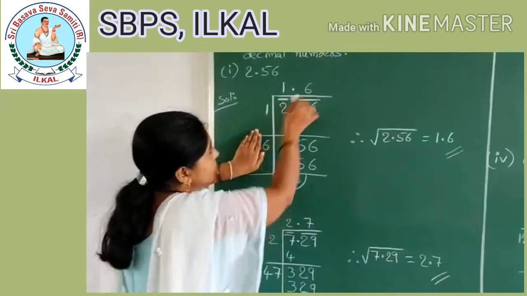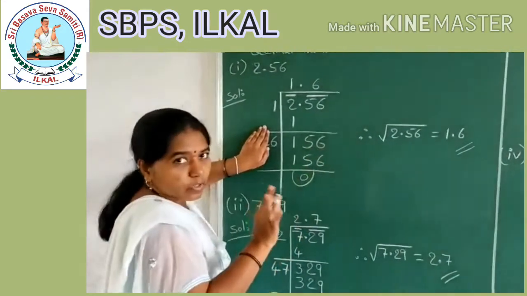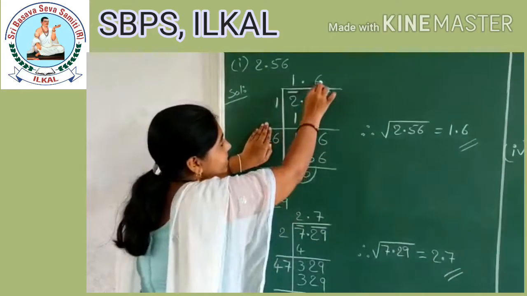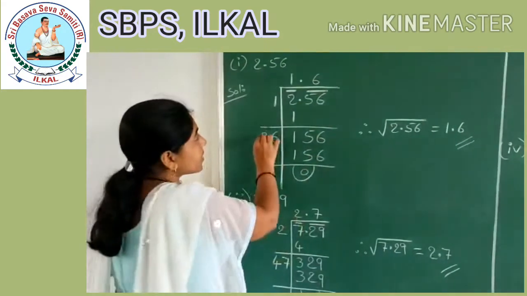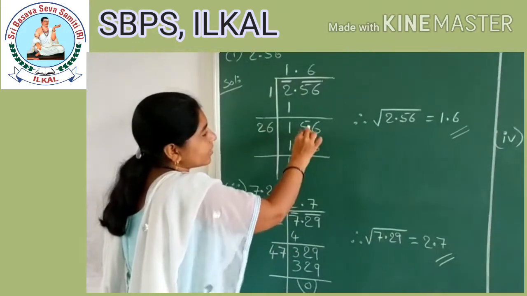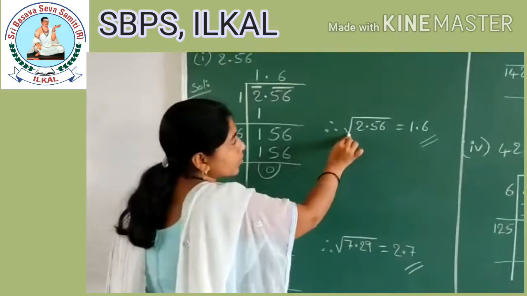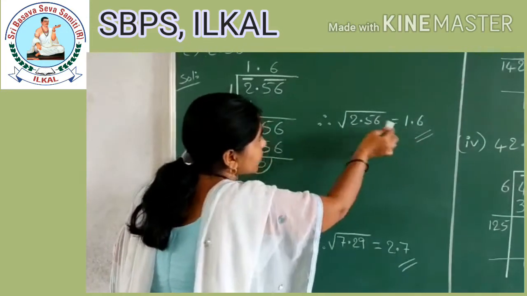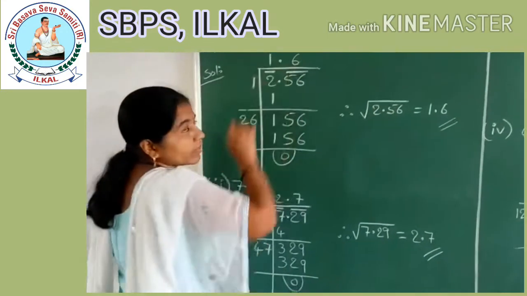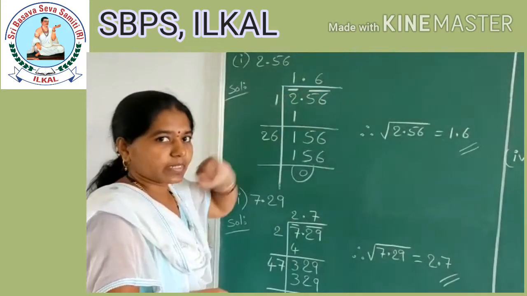Next, 4 fours are 16, if I consider it, I won't get 156. Then I consider 6 sixes are 36. Then 2 sixes are 12 plus 3, that is 15, so 156. 156 minus 156 is equal to 0. Therefore, the square root of 2.56 is equal to 1.6. Here, compulsory, we have to put the decimal point, children, because we are finding the square root of a decimal number.